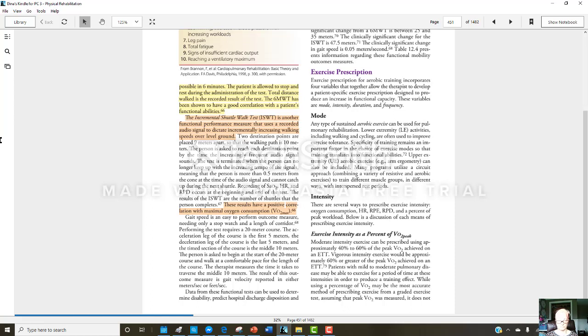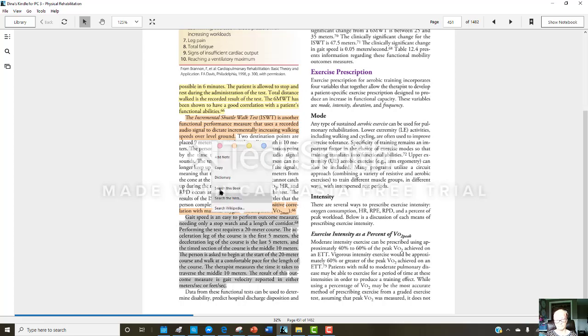The person is asked to begin at the start of the 20-meter course and walk at a comfortable pace for the length of the course. The therapist measures the time it takes to traverse the middle 10 meters. The result of this outcome measure is gait velocity reported in either meters per second or feet per second.